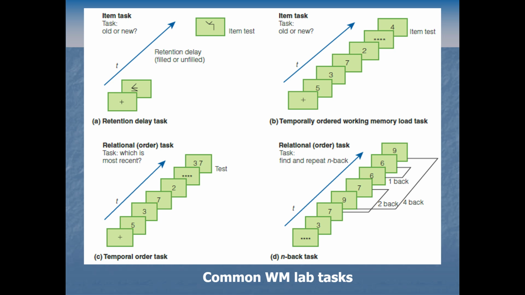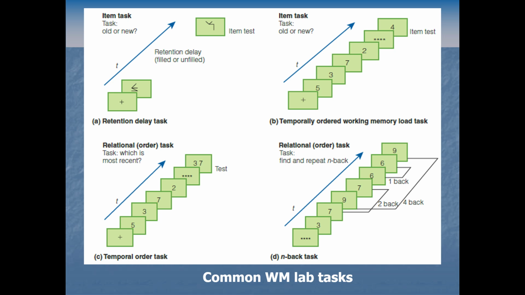So there's this delay, which we may or may not fill with some distracting activity, like counting backwards by 3 or something. But finally, at the end, we show them something and ask if it matches what they've seen before. So this is purely a recognition task. In panel B in the upper right, we have a temporally ordered memory load task, where we might show them a bunch of items in a sequence, and then at the end, we show them some item and just ask, was it in the sequence that you saw?